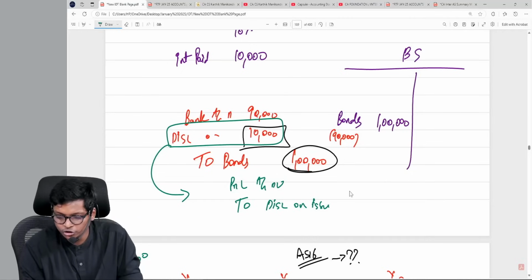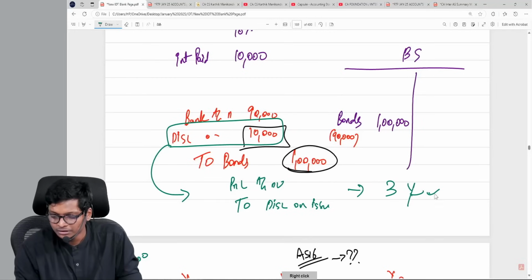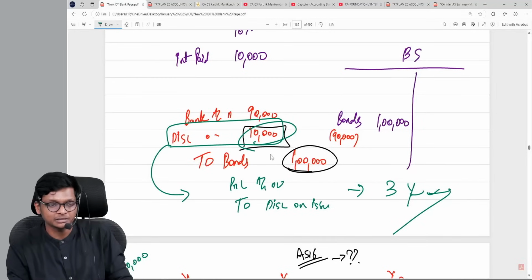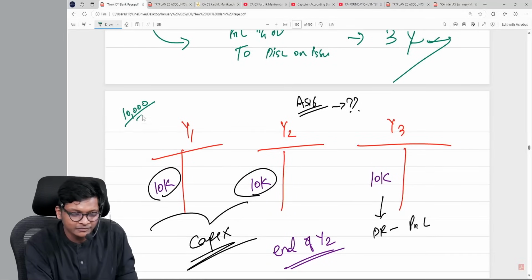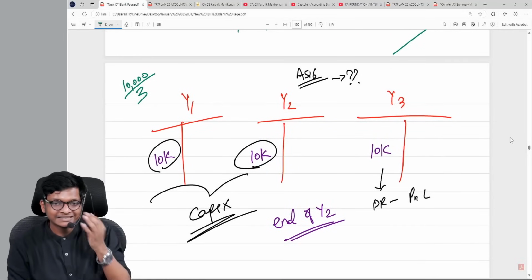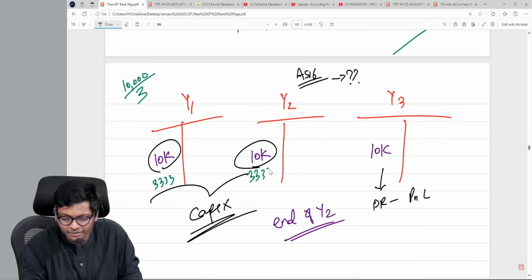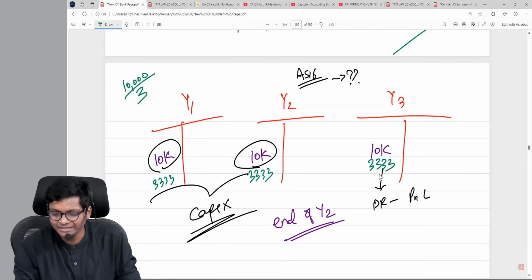This 10,000 rupees of discount I will transfer to P&L by passing the entry P&L account debit to discount on issue. For how many years? 3 years I will transfer. I have to amortize this discount over 3 years. What is the discount? 10,000 divided by 3 means how much is coming for each year? 3333. So along with 10,000, there will be one more debit in my P&L in each of these 3 years.